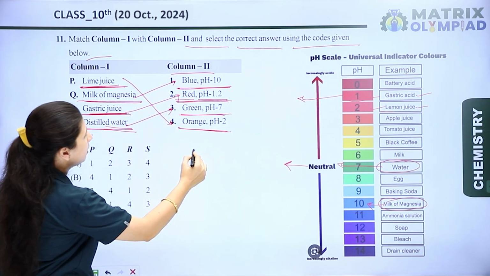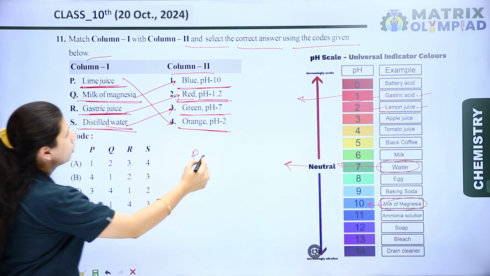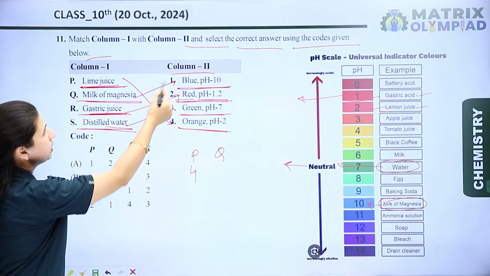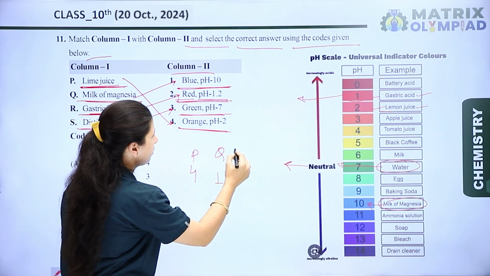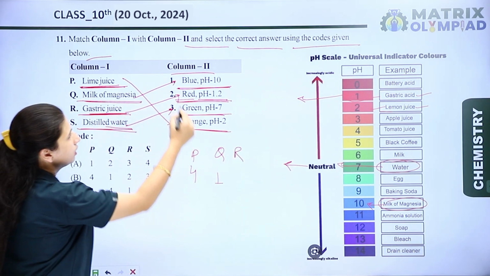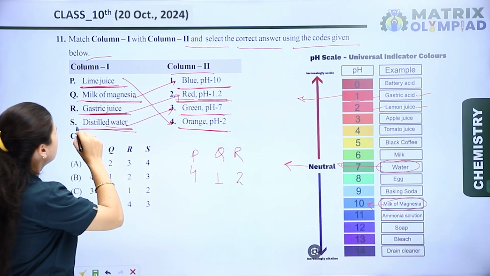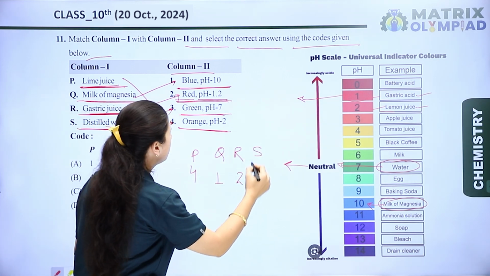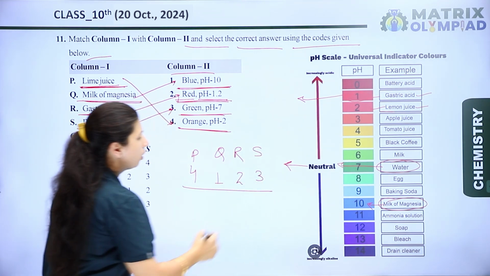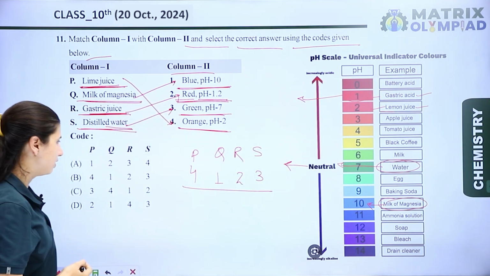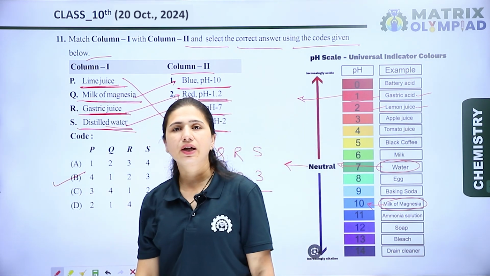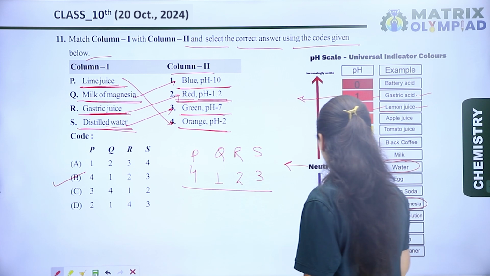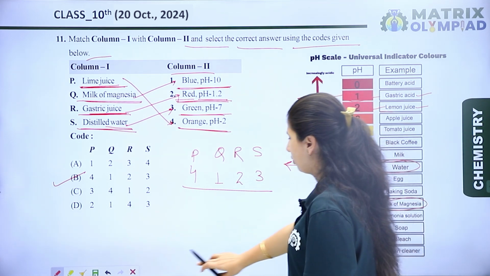So P matches with fourth, Q, milk of magnesia, matches with first, R, gastric juice, matches with second, and S, distilled water, matches with third. So the order is 4, 1, 2, 3. Let's see the option 4, 1, 2, 3. It means B is the right option for this question. Now let's see the next question.